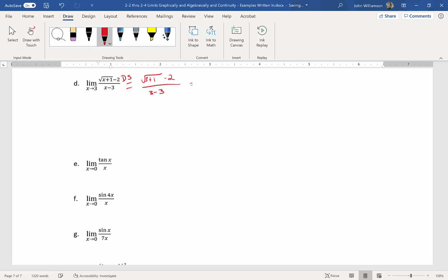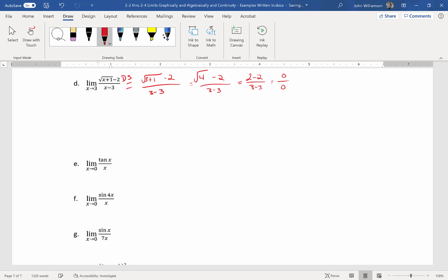So square root of 3 plus 1 is 4. Square root of 4 minus 2 over 3 minus 3. Well, square root of 4 is 2, so 2 minus 2 over 3 minus 3. And that gives us 0 over 0 again. Oh no, what do we do?